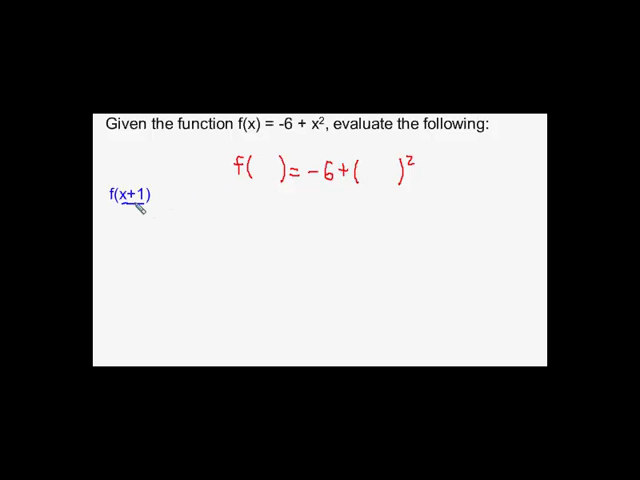So to get the question f of x plus 1, I must put an x plus 1 in the parentheses, and whatever's in this set of parentheses must go here as well. You can think of this as taking the input variable x and replacing it with the quantity x plus 1, and since we do it here, we must do it here as well. So putting an x plus 1 in the parentheses here, I've evaluated the function at the algebraic expression x plus 1. The directions do not say that I need to simplify, so I'm going to leave my answer like this.